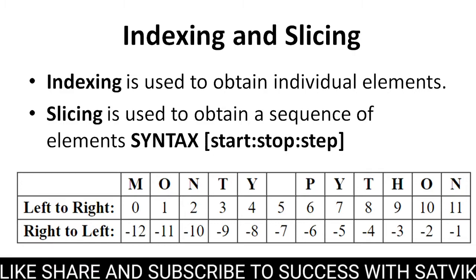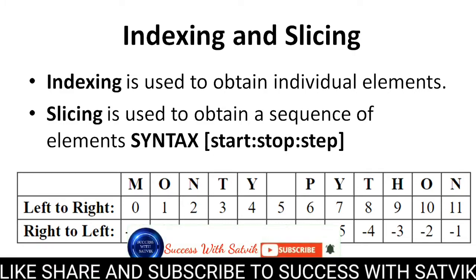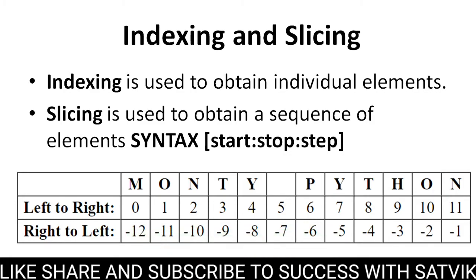So today in this video we are going to talk about strings. As we discussed in the first video, strings are an ordered sequence of characters, which means that we can do indexing and slicing to grab subsections of the string. Now you must have a question: what do we mean by indexing and slicing? Indexing is used to obtain individual elements, while slicing is used to obtain a sequence of elements. This is the syntax of slicing. You should keep in mind this syntax of slicing: start, stop and step.